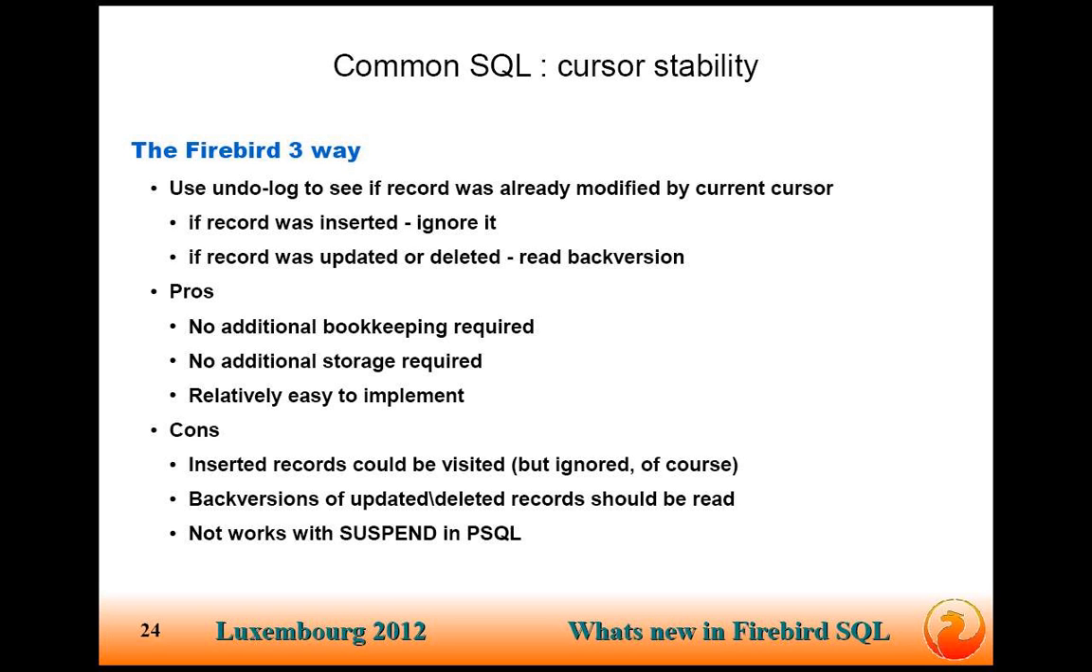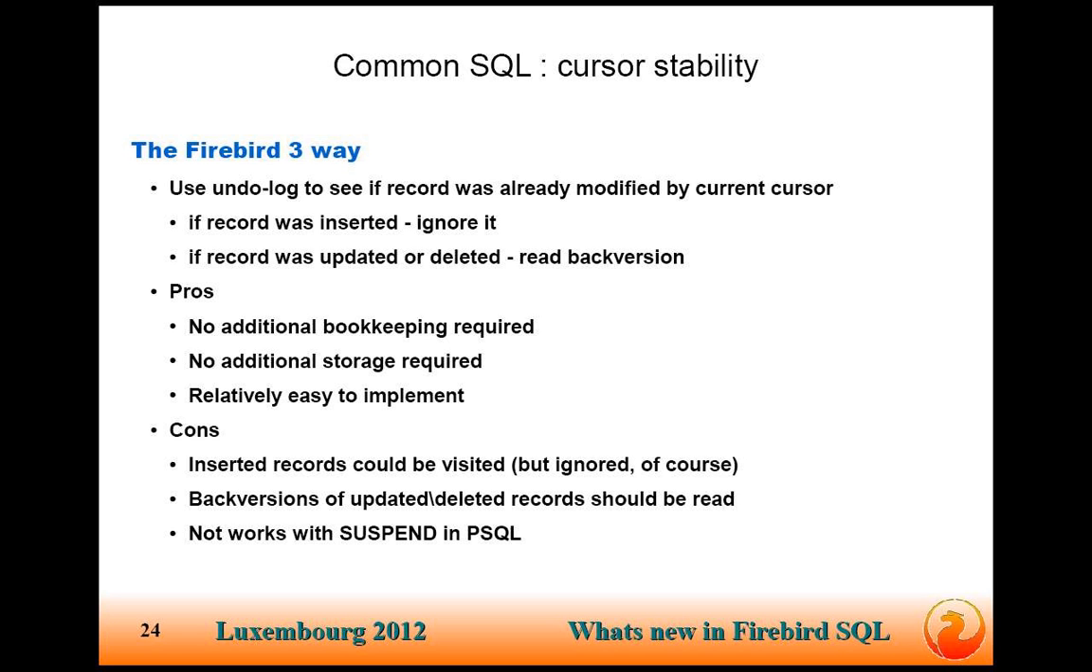As you see, this approach requires no additional bookkeeping. We don't need to store marks somewhere because we already have them in the undo log. We don't need additional storage, and we don't need anything which we don't have now, because the undo log is already present. It cannot be disabled in any way. And the implementation is more or less easy. It's not as easy as it looks at first glance, but anyway, it's not a heavy implementation. But we have some negative sides of this approach.